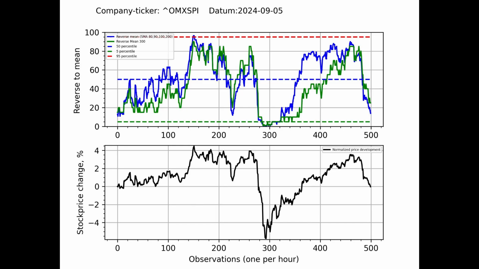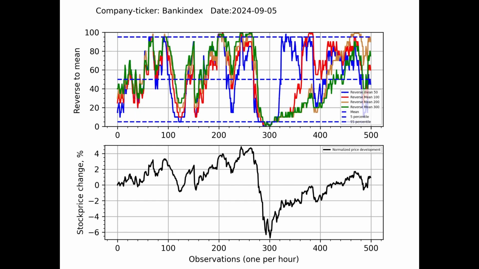OMX index. The Swedish stock index OMX is included to provide a contextual comparison. It helps understand whether changes in the bank index are part of a broader market trend or specific to the banking sector. By comparing the bank stock index with the OMX index, you can see if bank stocks are following the general market trend or moving in the opposite direction. If the bank index underperforms relative to the OMX index, it could be a sign that the banking sector is weaker than the broader market, or vice versa.